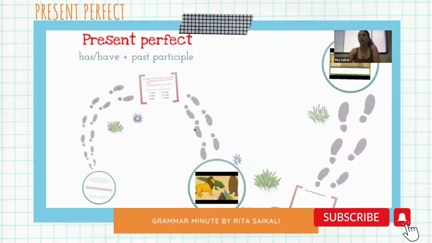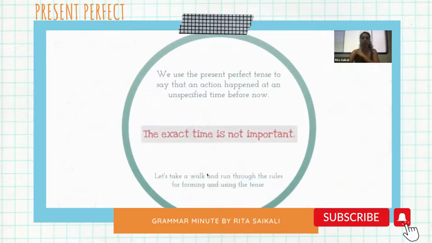So will, have, and to be are auxiliary verbs when they come in the simple present perfect, past perfect, present continuous, past continuous, future continuous, anything of that sort. So it's a helping verb, which means that it's going to come before the main verb. So when do we use present perfect?